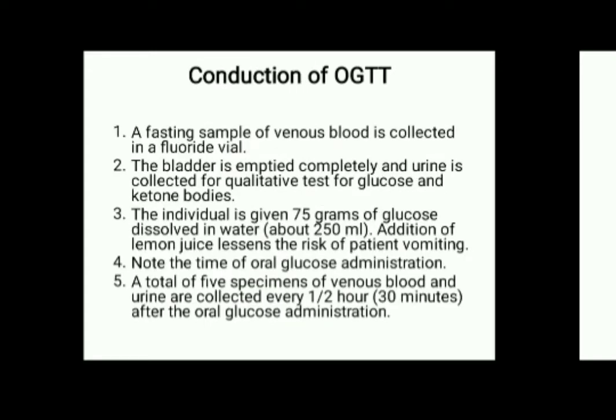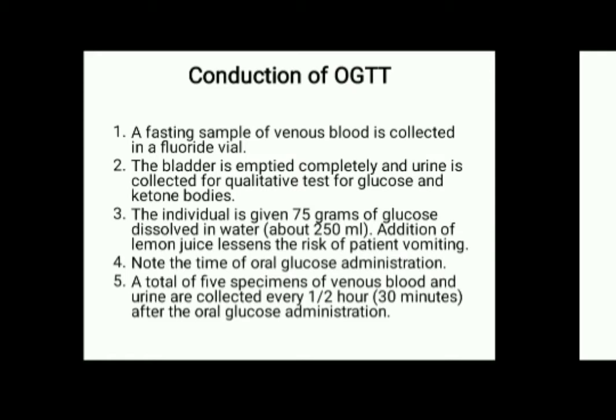Now we can discuss how we will conduct oral glucose tolerance test. Firstly, a fasting sample of venous blood is collected in the fluoride vial. Then the bladder is emptied completely and the urine is collected for the qualitative test for glucose and ketone bodies. The individual is then given 75 gram of glucose dissolved in about 250 ml water. Addition of lemon juice lessens the risk of patient vomiting. Lemon juice is added just for the flavor.